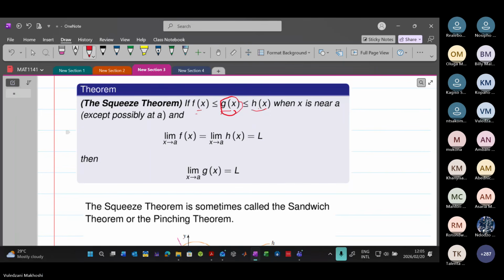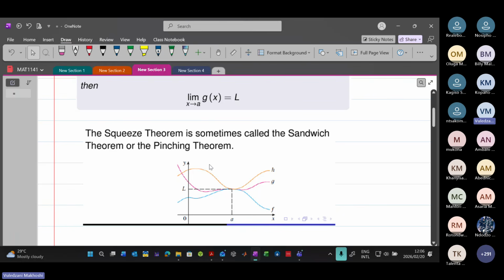As we are indicating here, you can see the limit of f of x when x is approaching a, if it is equal to L, and the limit of h of x when x is approaching a is also equal to L, then we can conclude that the limit of g of x when x is approaching a is also equal to L, even if we do not know how to evaluate the limit of g of x as x approaches a.